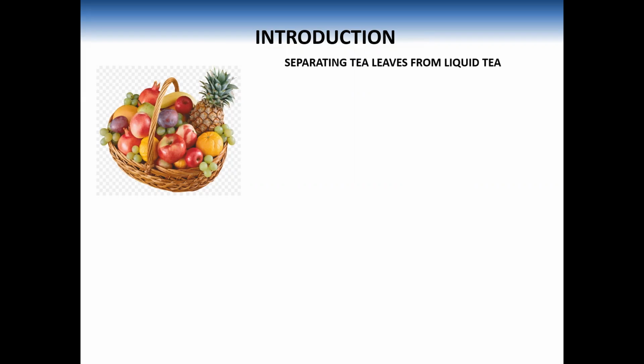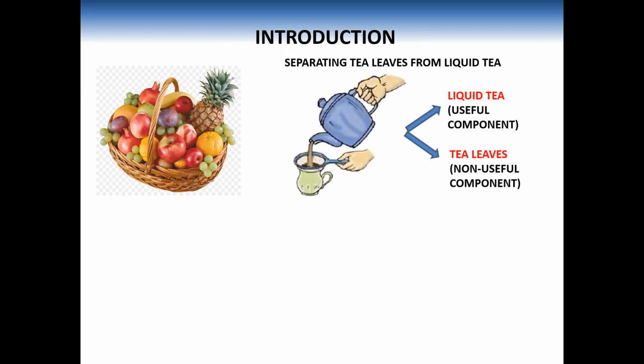Separating tea leaves from liquid tea. Daily, your mother or father prepares tea, and before pouring it into a cup, they separate tea leaves by using a strainer. But why are they doing this? Because this liquid tea is a useful component that we drink, whereas tea leaves are not useful for us and we throw them away.